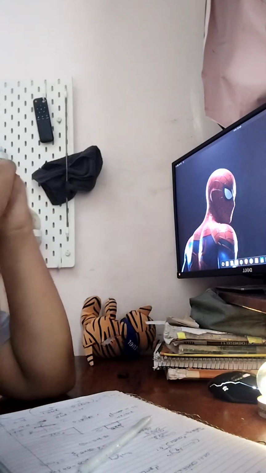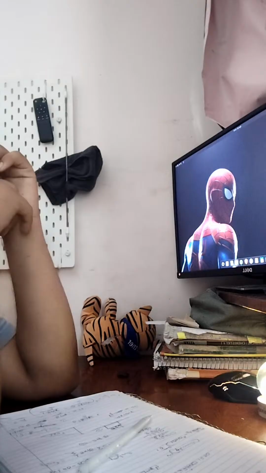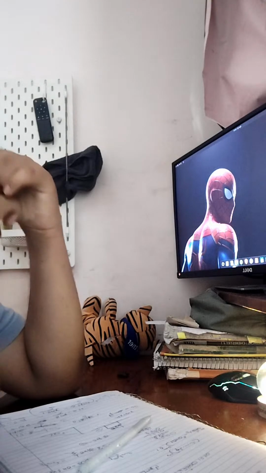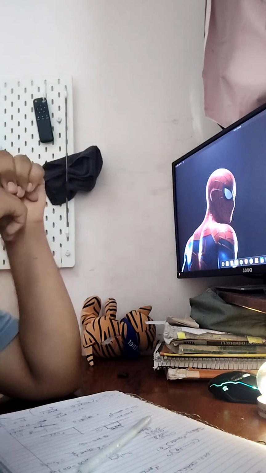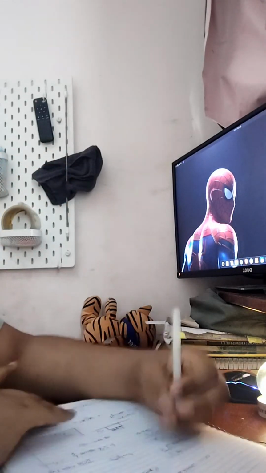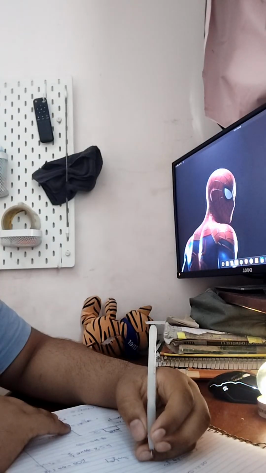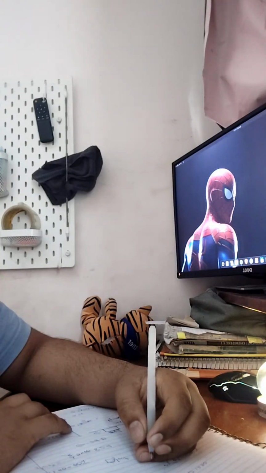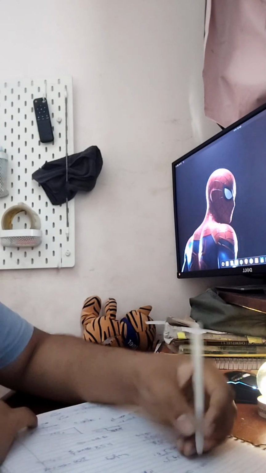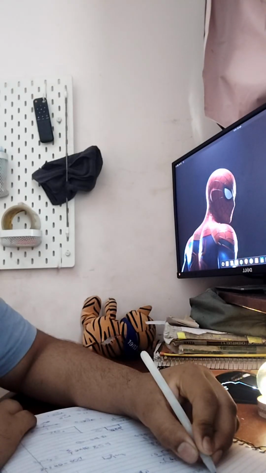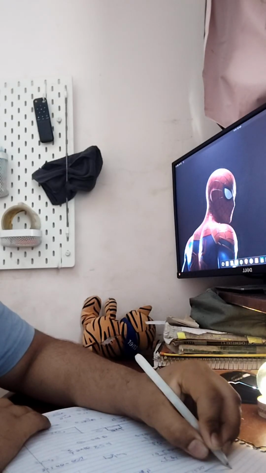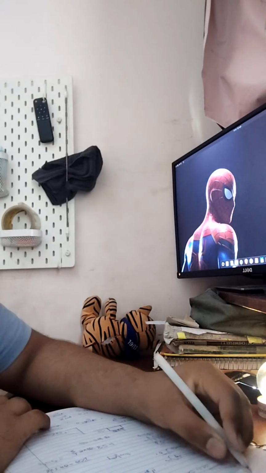A block of mass m is placed over a smooth inclined plane fixed inside a lift moving upwards with constant velocity v. Power developed: we also know that power is F into v. So what is F? Since it's constant speed, the force should be zero.